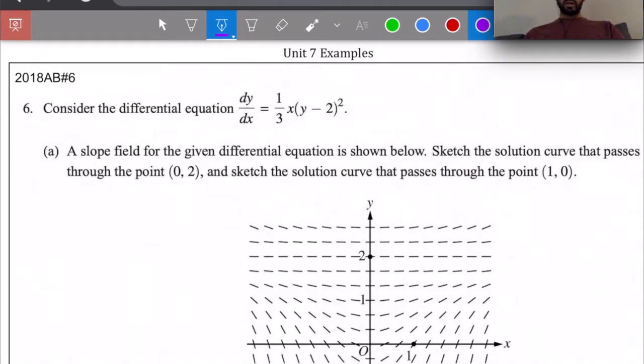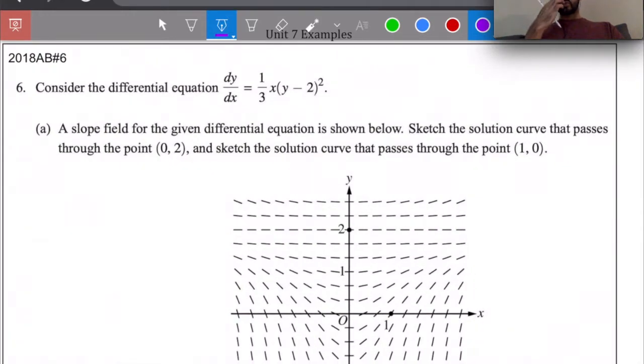This is the only question on this packet that has to do with slope fields. Usually in the past, slope fields have been about sketching them or interpreting them on multiple choice questions, and sketching them on the free response questions. For this problem, all that was required for this part was to sketch the solution curves.